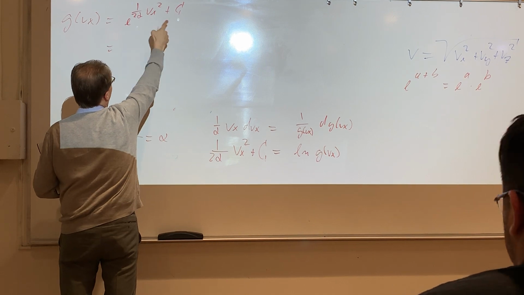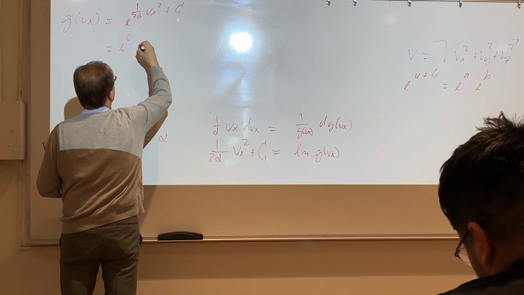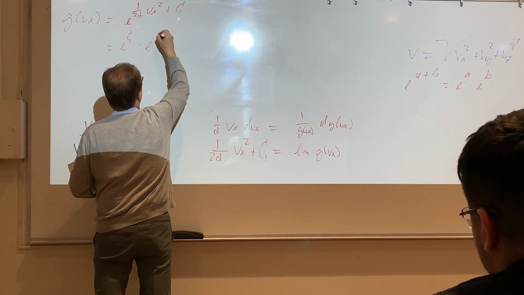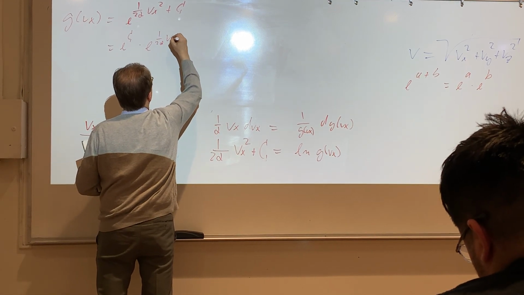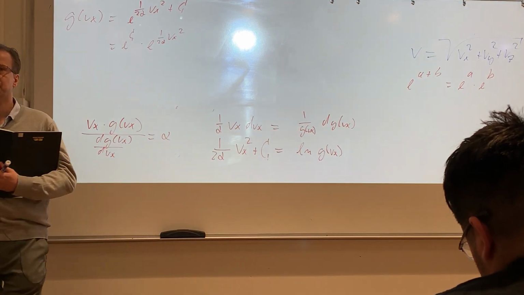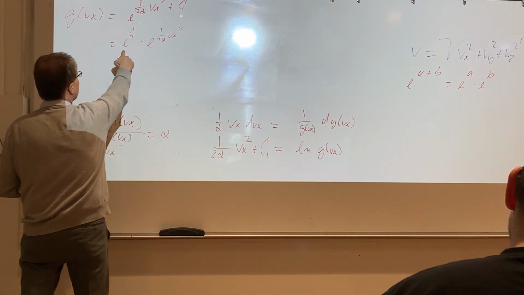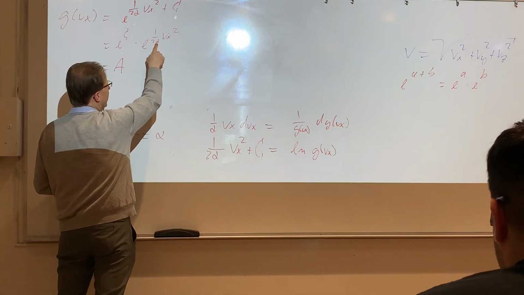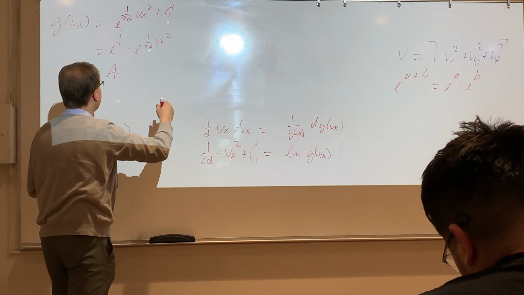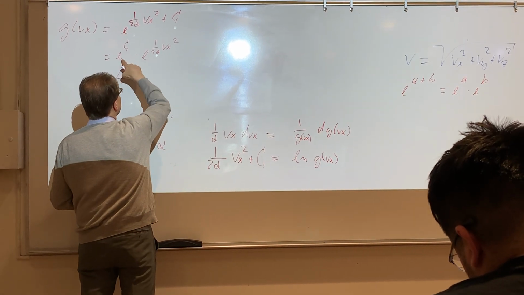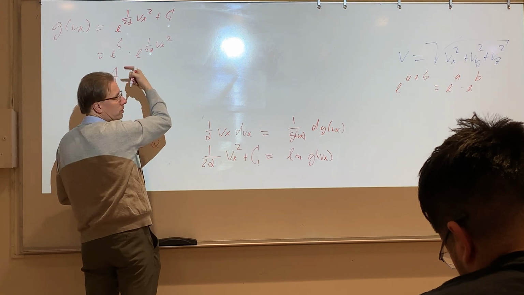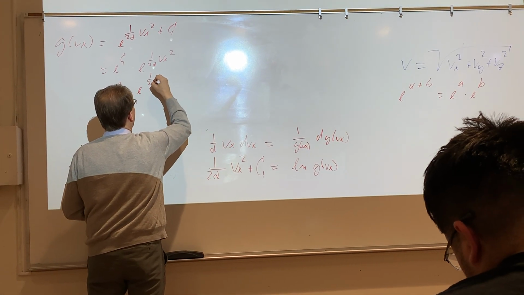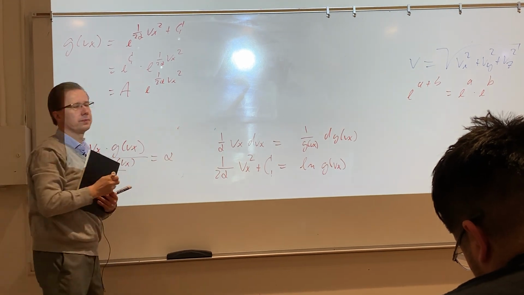So this is e to the power of c, and then times e to the power of 1 over 2 alpha Vx squared. And then I can say e to the power of c, that's maybe just my constant A. I call it A just like I call this one here alpha. We don't know anything about it yet. But e to the power of some constant, which becomes a new constant, times e to the power of 1 over 2 alpha Vx squared.